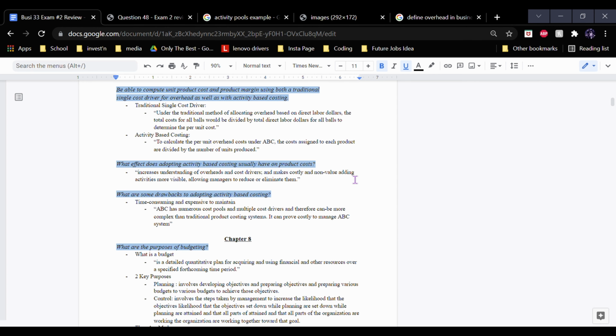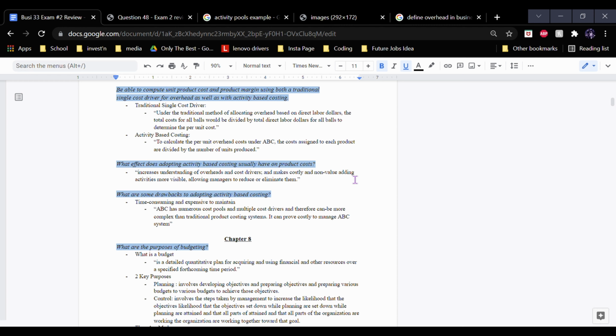What are some drawbacks to adopting activity-based costing? First of all, time consuming and expensive to maintain because they have to have specific people to collect this data first. Then you have to have specific people to calculate the data third. And then fourth, you have to actually give this out and to show managers and to explain it. And then you have to start implementing new rules, new practices. You got to push and pull, you got to pick your battles.